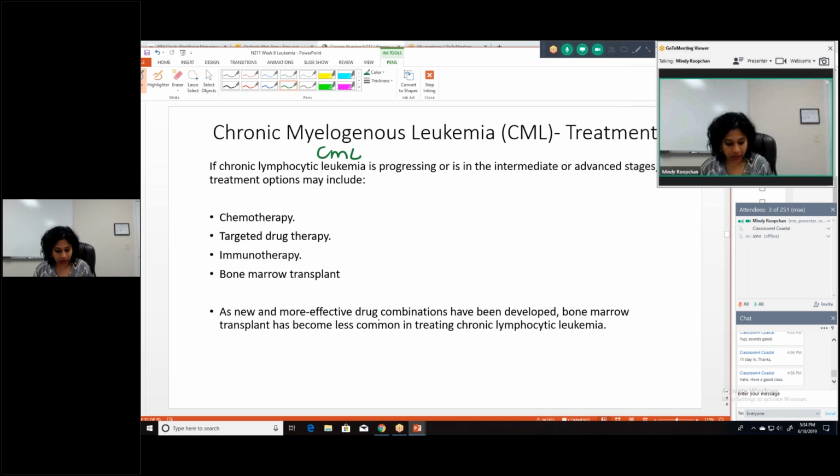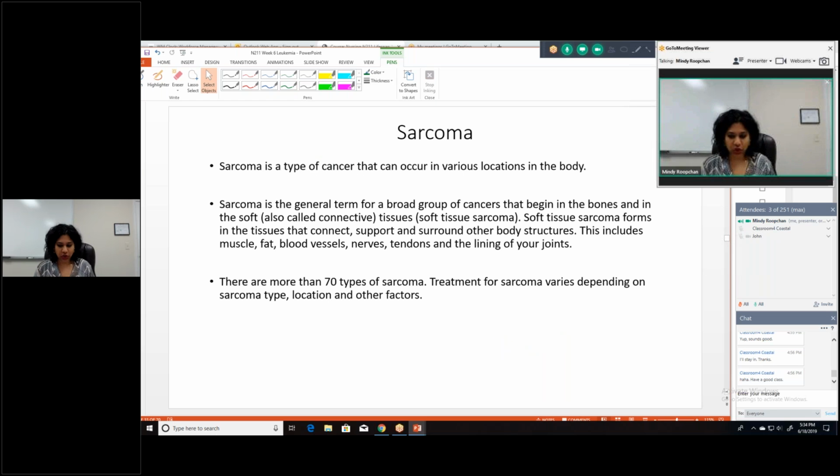So this is what I want to change. As new and more effective drug combinations have been developed, bone marrow transplant has become less common in treating this. This should be CML, okay? That looks like an L and an L. It's CML, there we go, okay? So just so you guys are clear, don't be confused by the acronym, it's CML.